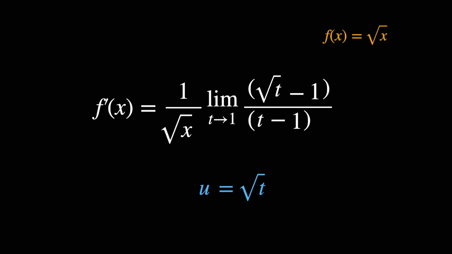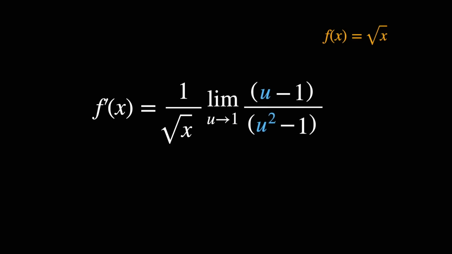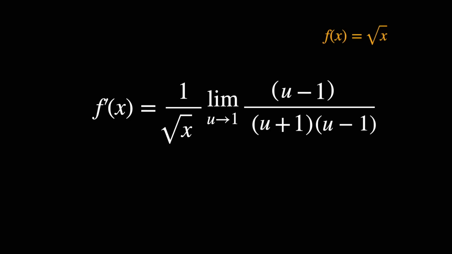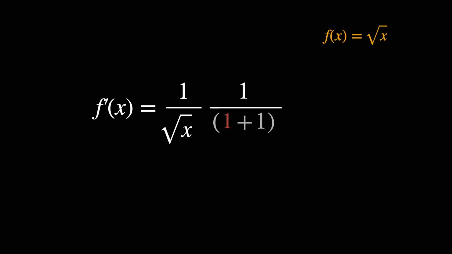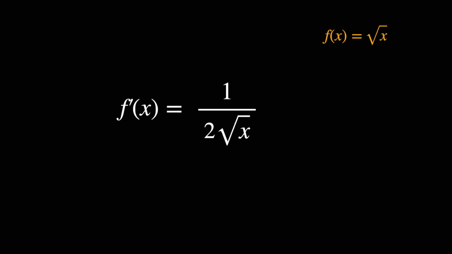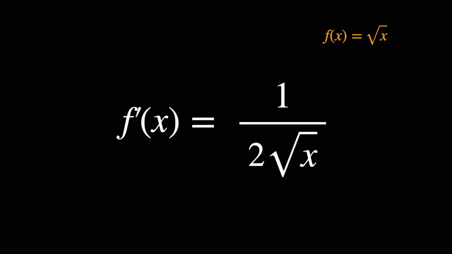Let's let u equal the square root of t, which means that u squared equals t. As t approaches 1, u has to approach 1. Subbing those in, we get a new limit, which is pretty easy to factor. Cancel. We plug in 1 for u, and we know our coefficient is 1/2, giving us a derivative of 1 over 2 root x. Again, we get the form of the derivative right at the very start, and the problem is much easier and intuitive.